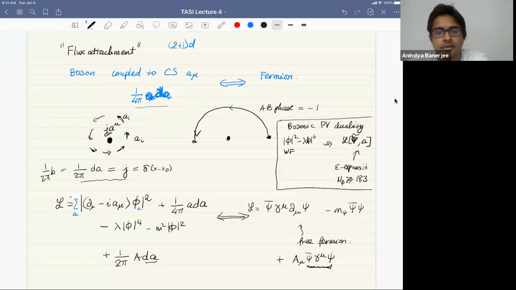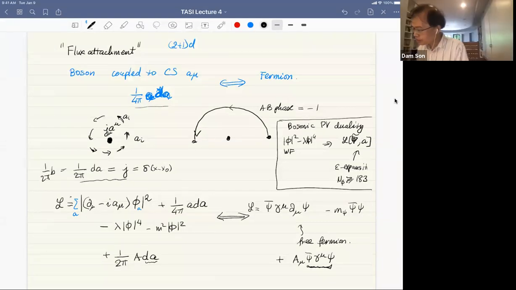Oh, you're in three dimensions. Sorry. Yeah, I'm in three dimensions. So there is no axial symmetry, remember. All right. Thank you.